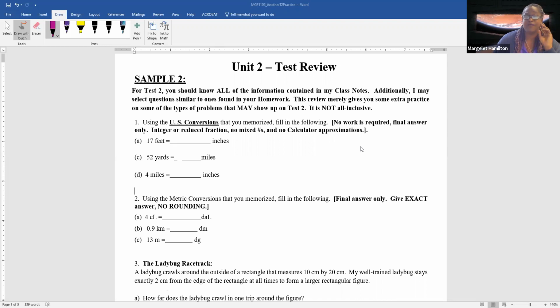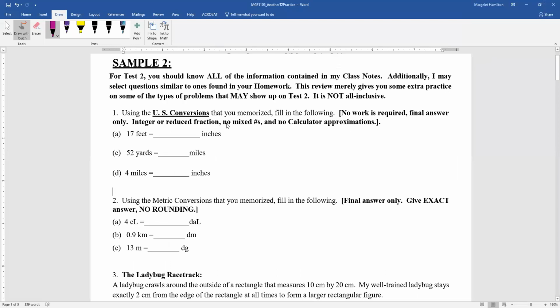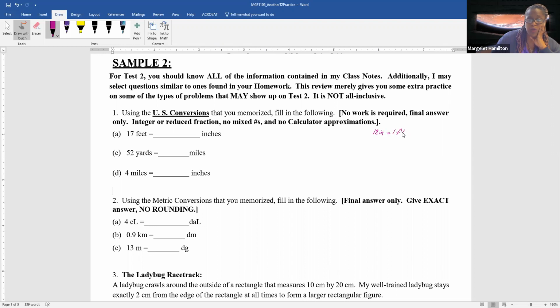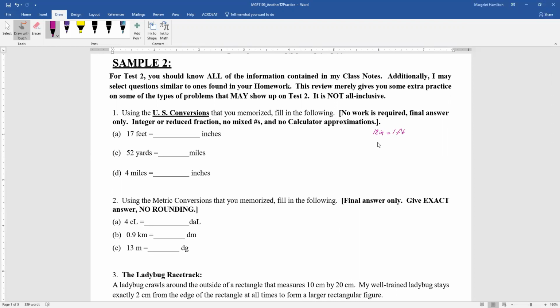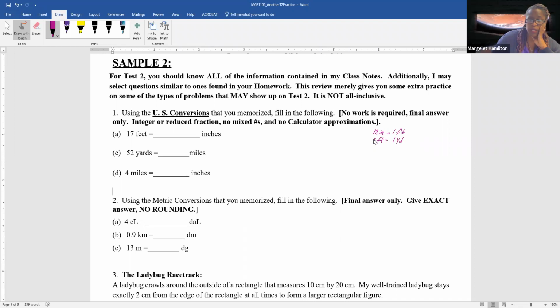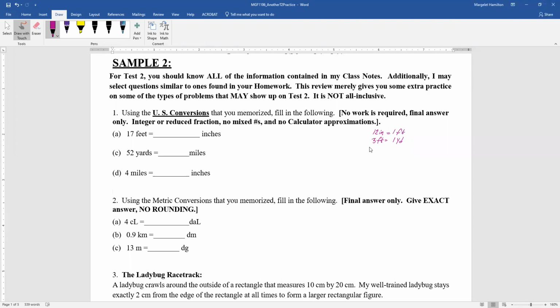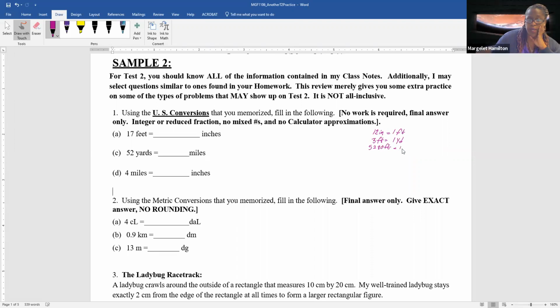Go ahead and tell me what my US conversions are. What do I need to remember? There's 12 inches in 1 foot. 12 inches equals 1 foot. What else do I need to remember? 3 feet equals 1 yard. There's 5,280 feet in 1 mile. 5,280 feet equals 1 mile. That's what we got to remember. So go ahead and just get them out of the way.